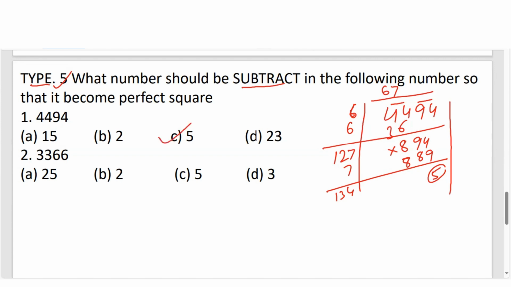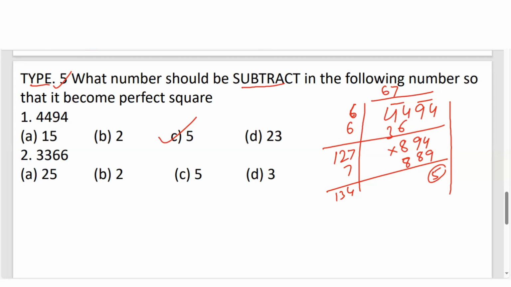So our right answer is 5. Any question of this type, what number should be subtracted from the given number so that it becomes a perfect square, try every time by only the division method. Apply the division method of square root, but the technique is that in the last stage, you have to take either that number or slightly less, not more.